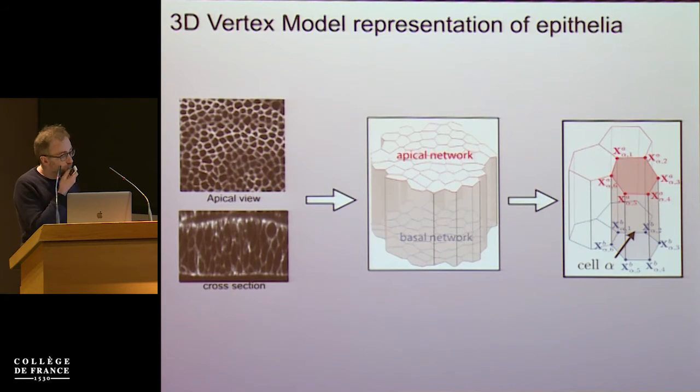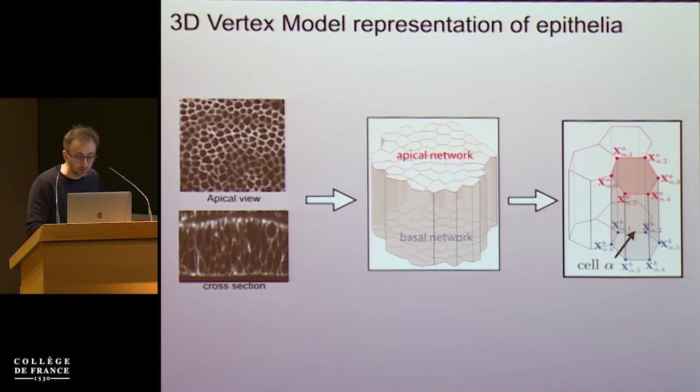And so to do that, we have used a model that we have developed, a 3D vertex model, to represent the shape and mechanics of epithelia. And the idea of this model is to represent the tissue by a set of apical and basal vertices. So a vertex is a point that is located either apically or basally at the tricellular junctions. Then based on these vertices, we define the cells. And then when the vertices move in space, in 3 dimensions, the shape of the tissue is moving as well.